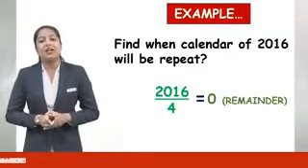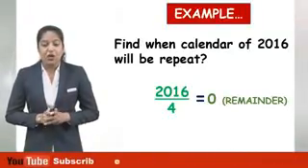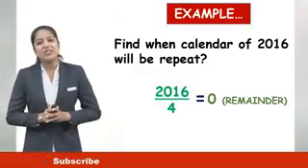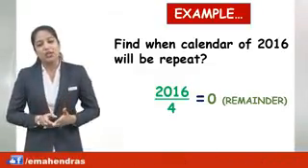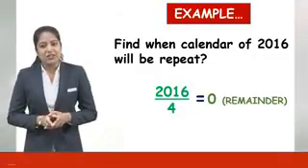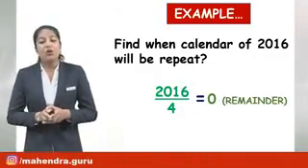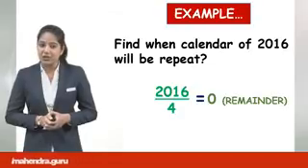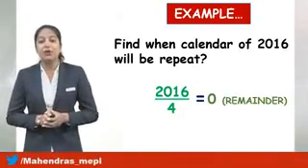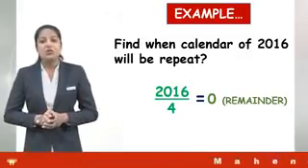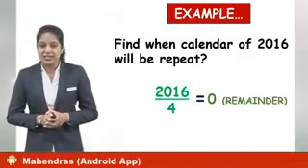We'll check it with the calendar of this year itself. When I take an example, find when the calendar of 2016 will be repeated. So the method applicable: 2016 divided by 4 will give us the remainder of 0, because 2016 is completely divisible by 4. So I am getting the remainder as 0.